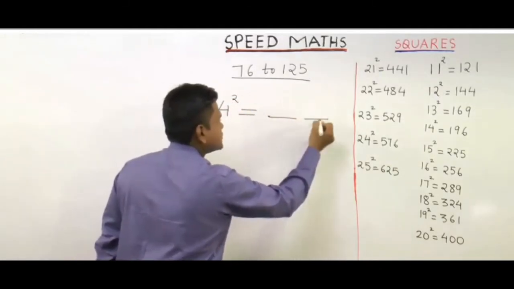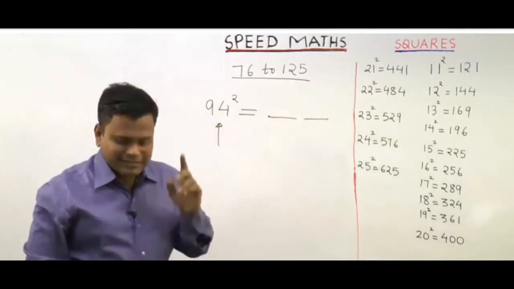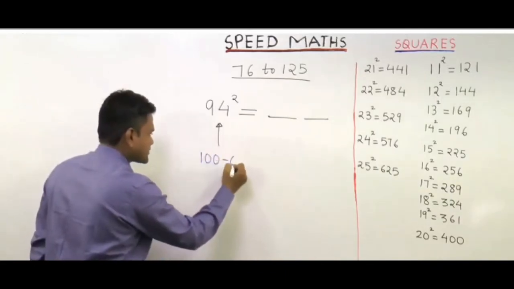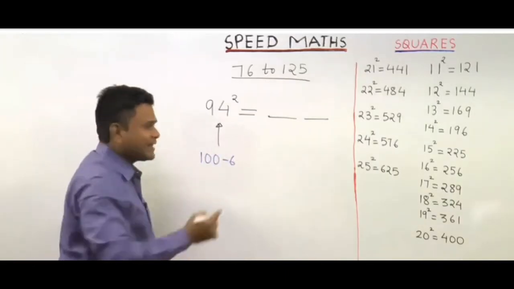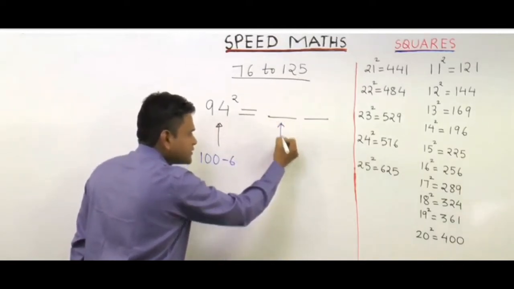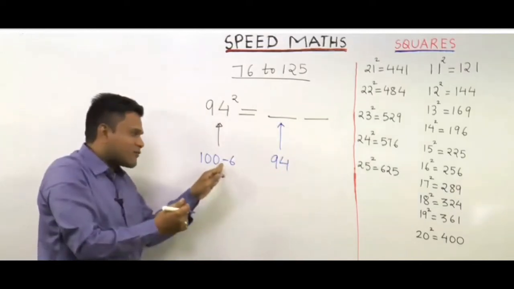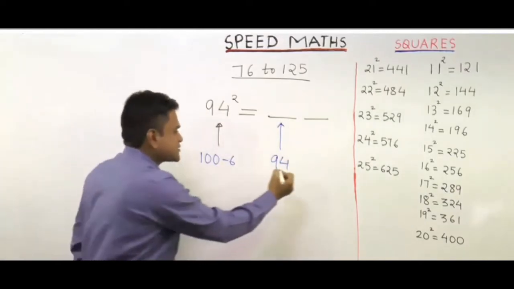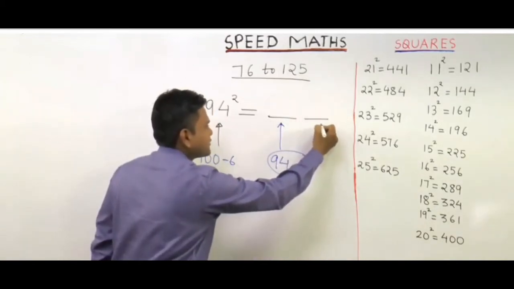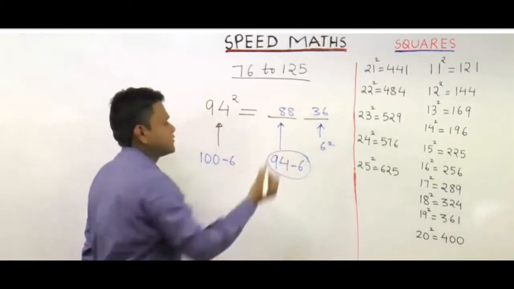Two parts to the answer. This number we have, 94, is 6 less than 100. So we keep it here, 100 minus 6. And then this number to be kept here is 94. We will not be adding 6. I have a minus sign here. 94 minus 6 is going to be kept. And finally 6 square, 36, 88. That's the answer.